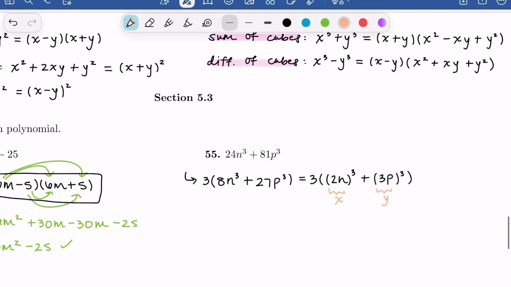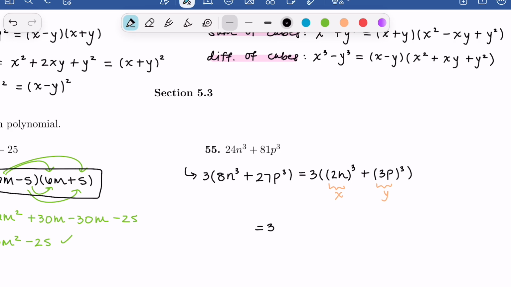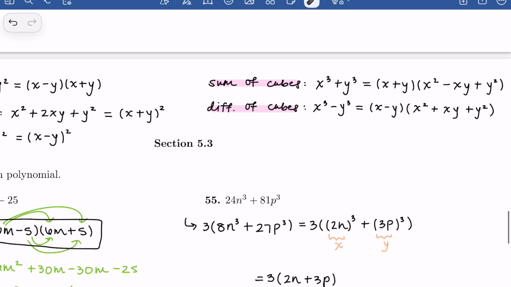So let's plug everything in, and don't forget that we still have this 3 on the outside. So 3 is multiplying all of this. So we're going to have x plus y. We said our x was 2n and our y was 3p. So that's going to be our first factor here, this x plus y. And then we're going to multiply it by this trinomial. So we need to plug in our values for x and y into this here.